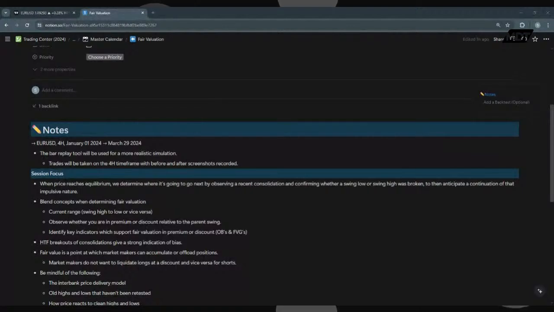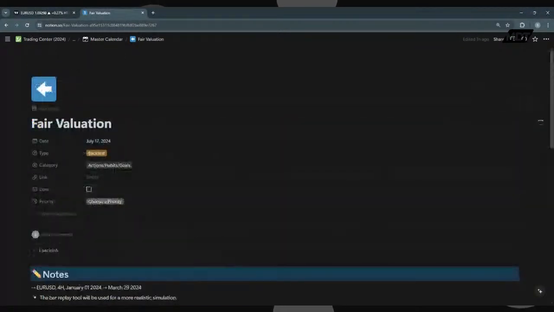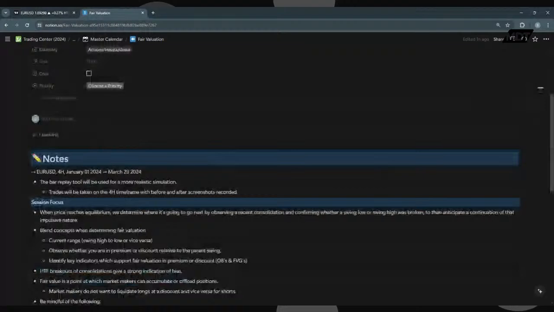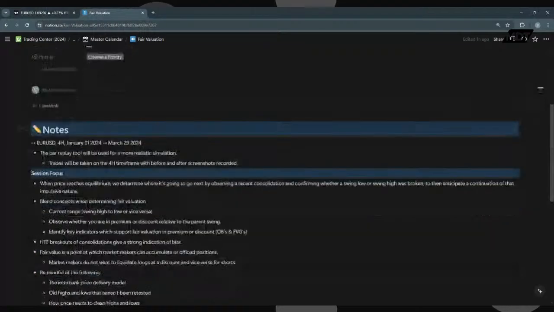This week will be, I think, as I mentioned last week, on fair valuation. And I'll be backtesting EURUSD on the 4-hour from January the 1st to March 29. So that's essentially Q1, because I have backtested Q2 already.